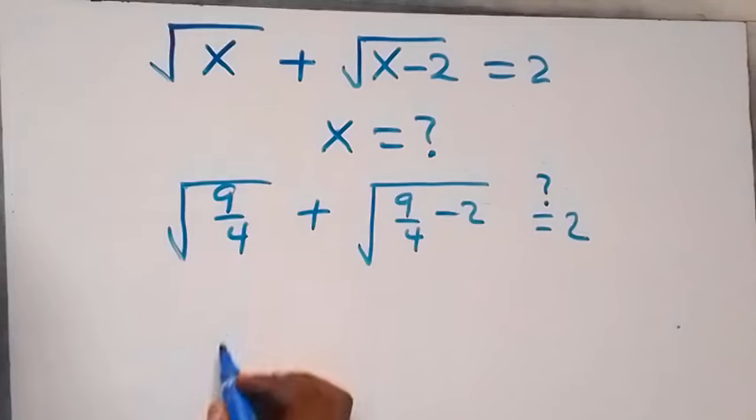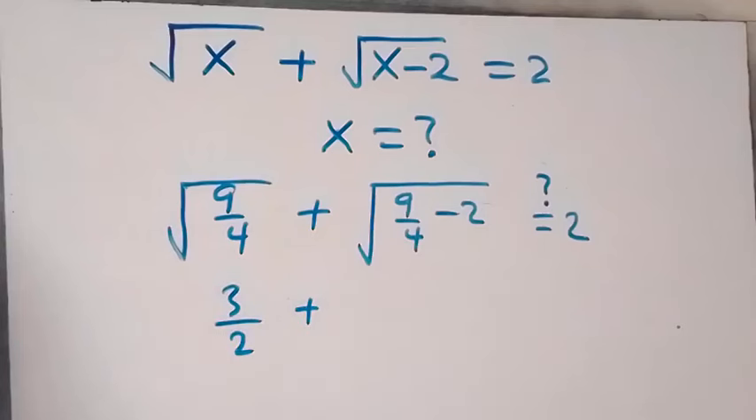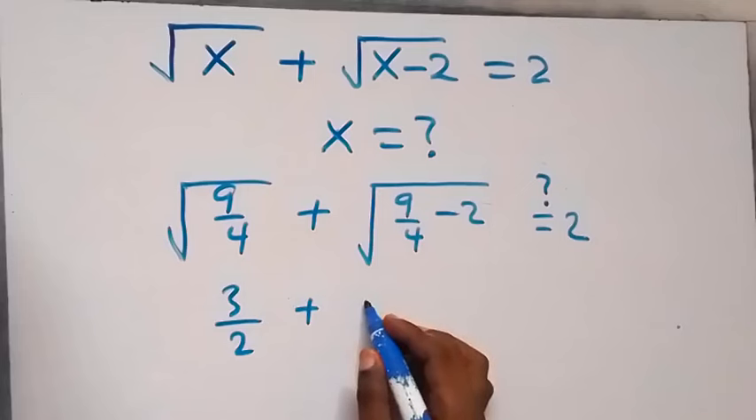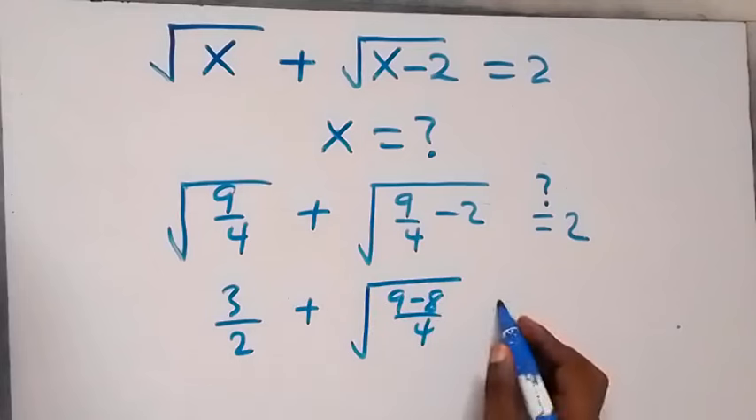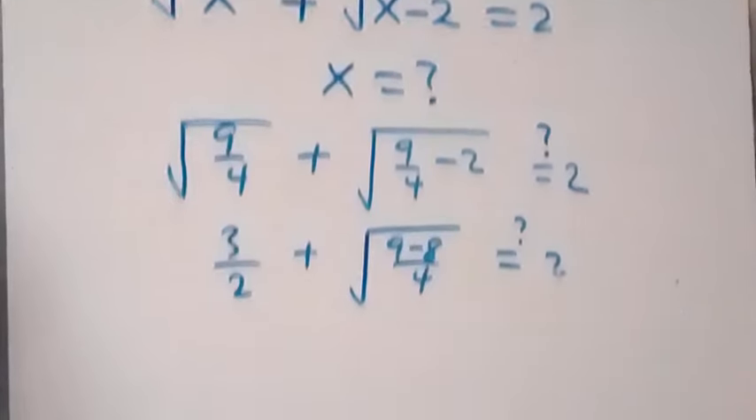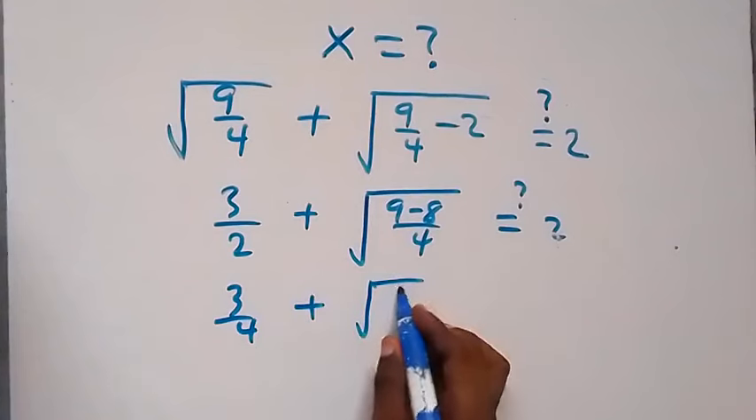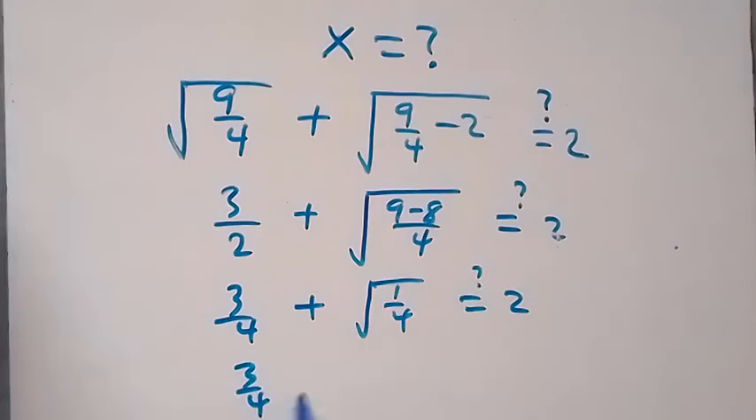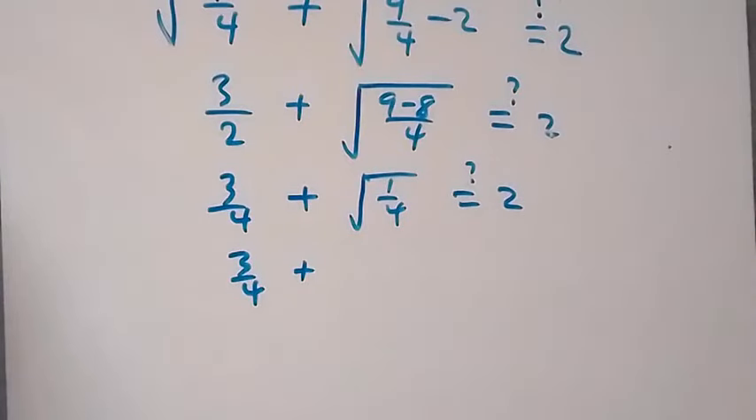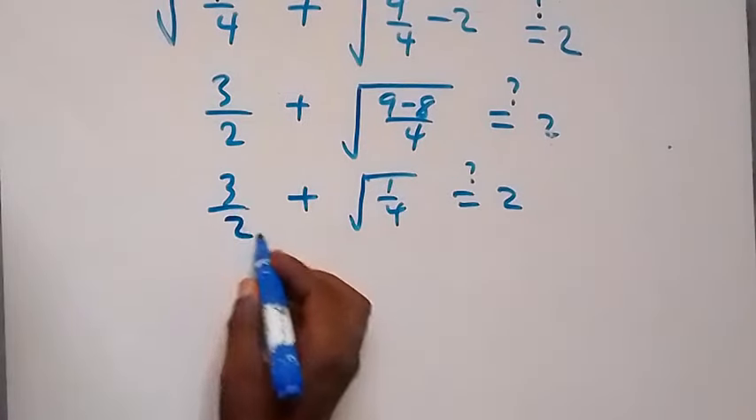Here, we can separate this, and root 9 is 3, root 4 is 2, then plus here as well. When we bring this together as 1, this is the same thing as root of 9 minus 8 over 4. Is it equal to 2? Then here is 3 over 4 plus root of 1 over 4. Sorry, this is 3 over 2, not 3 over 4. So we have 3 over 2.